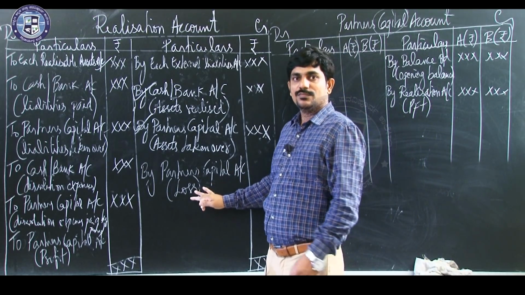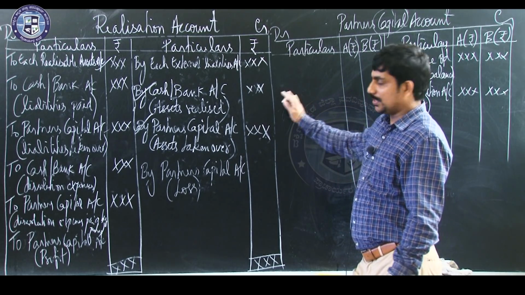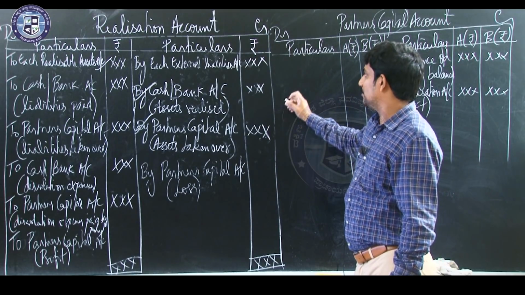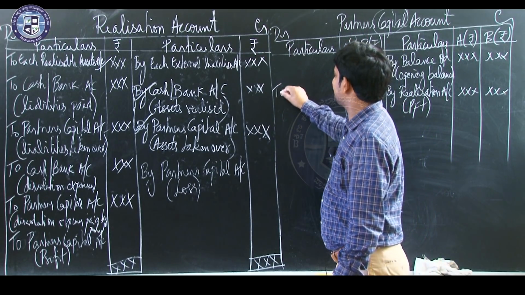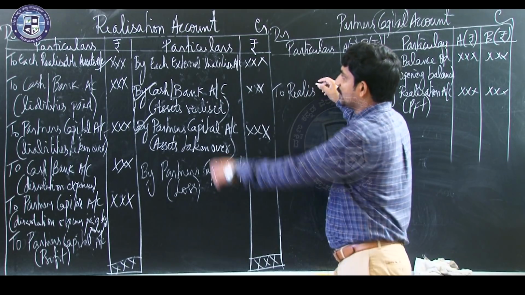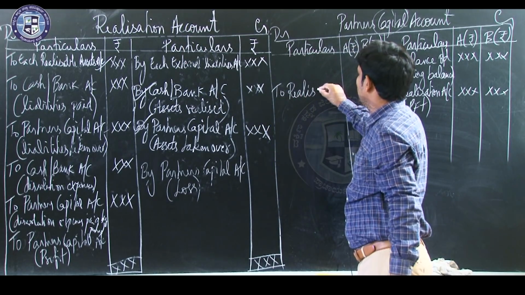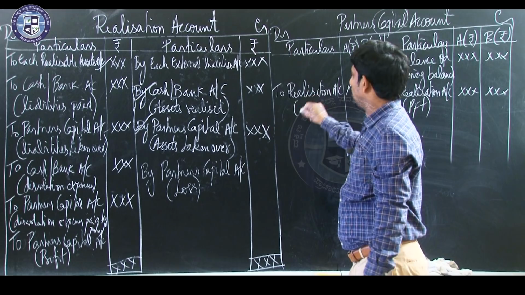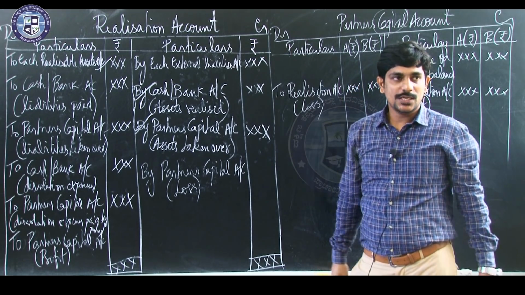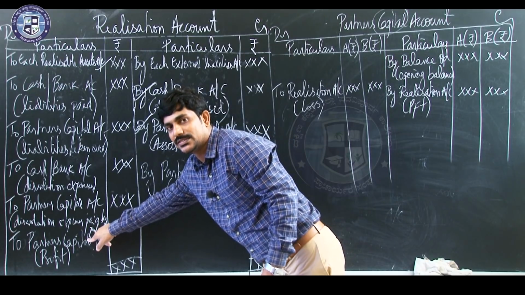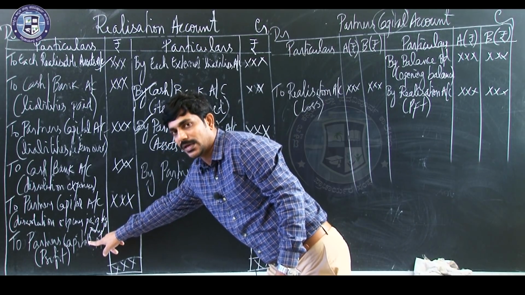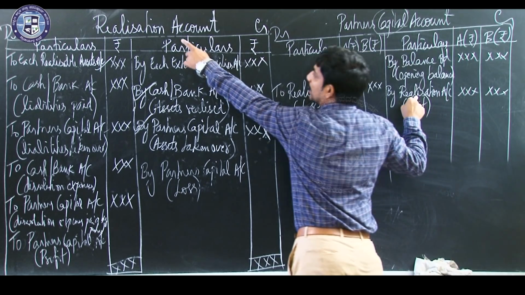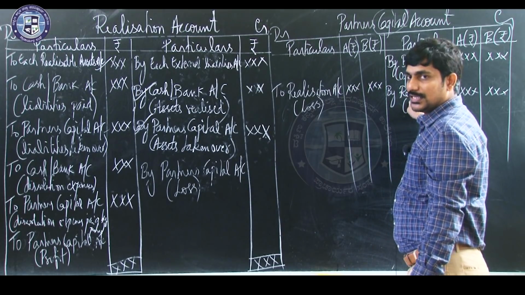If it is a loss, which side do you have to record? You have recorded it on the credit side in the realization account, but when you are transferring to partners' capital, it will go to the opposite side. Which side? Debit side, to realization account, that is loss on realization. So, profit here is on the debit side, and when you transfer to partners' capital, it will go to the credit side. From which account are you transferring? Realization. So, you write by realization account.